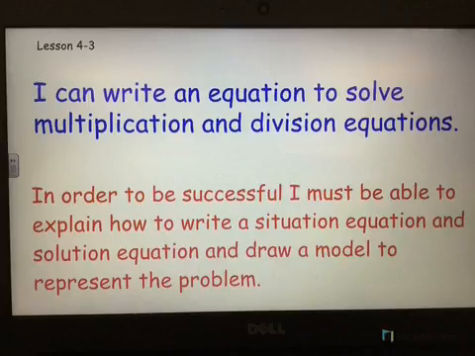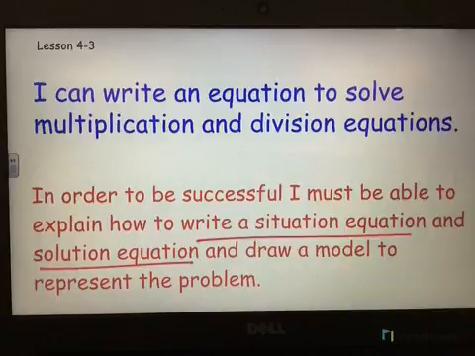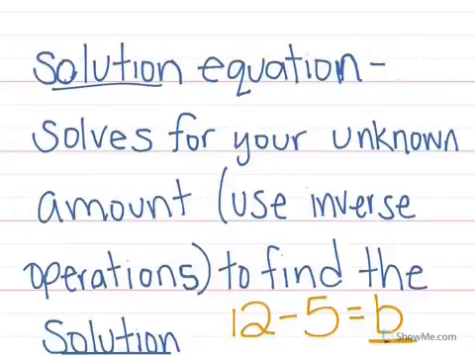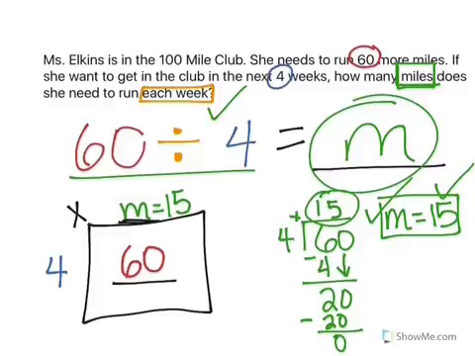So today you learned how to write an equation to solve multiplication and division problems. To be successful, we understood how to write a situation equation. We wrote a solution equation, which in this case ended up being the same, and we drew our area model, or our rectangle model, to represent and to solve the problem. We also used inverse operations, or you can just straight solve the problem using division and your solution equation.